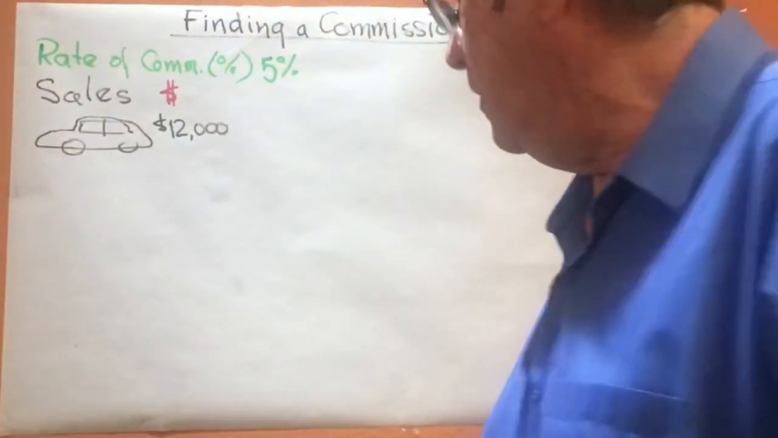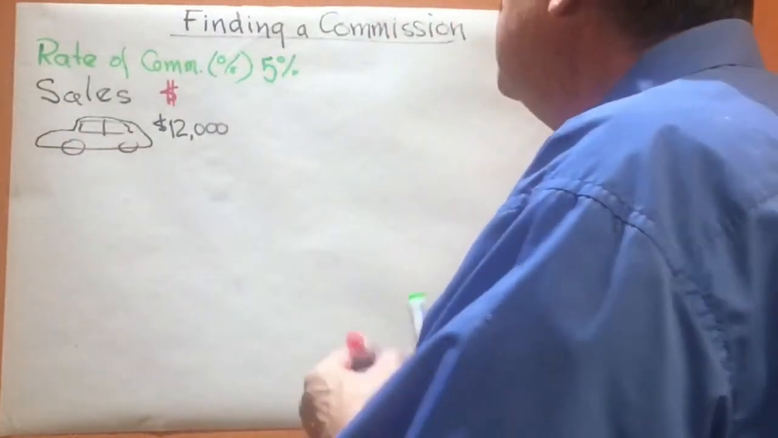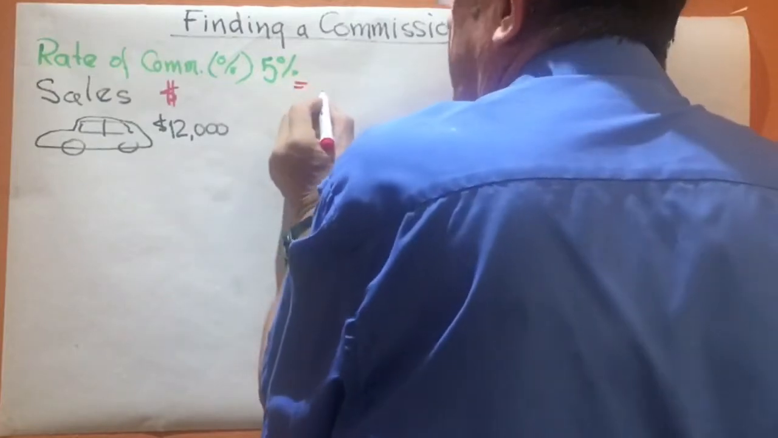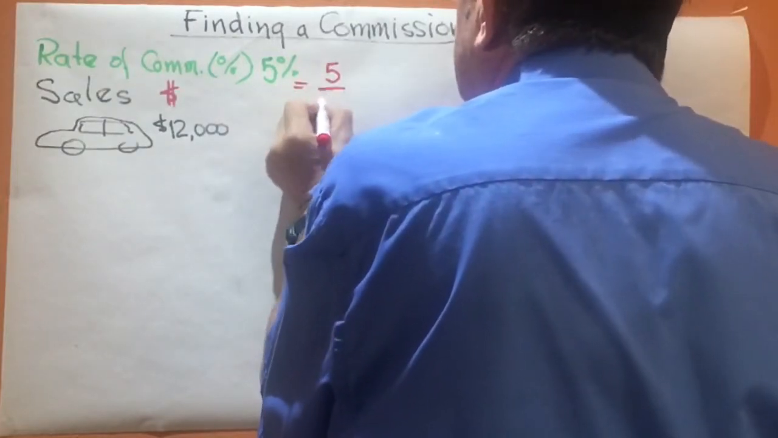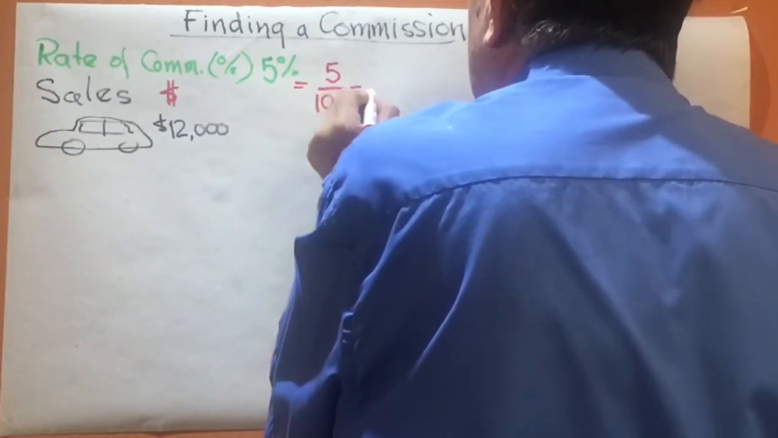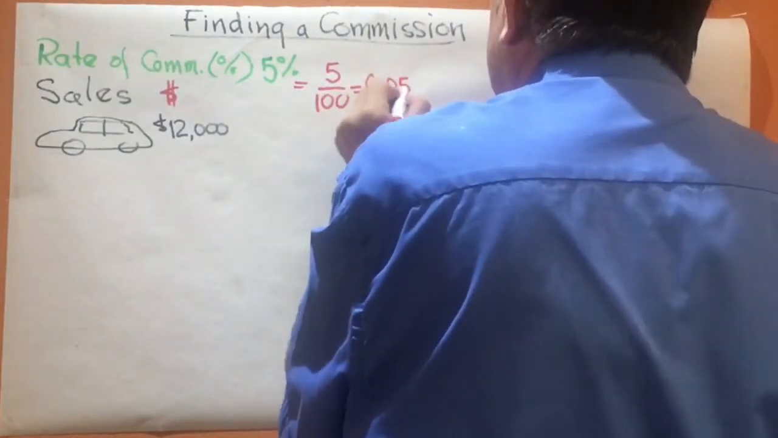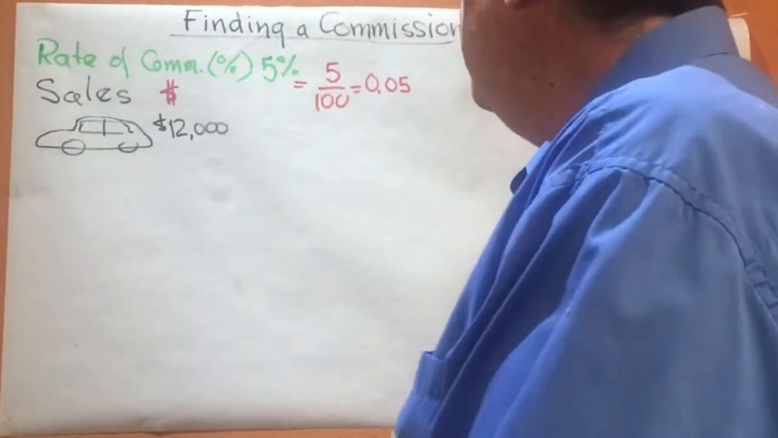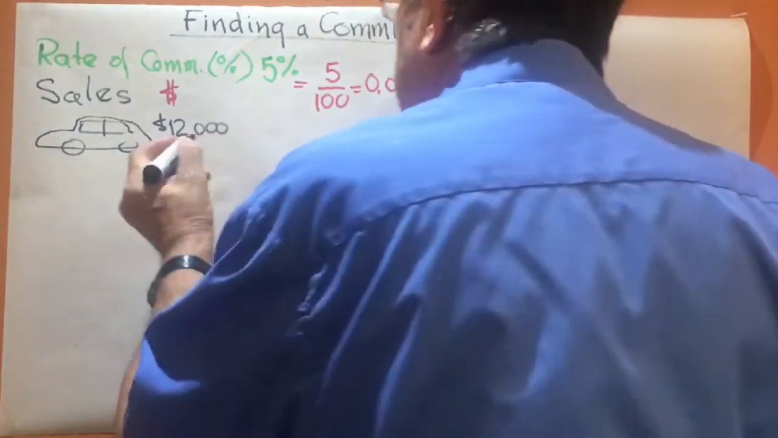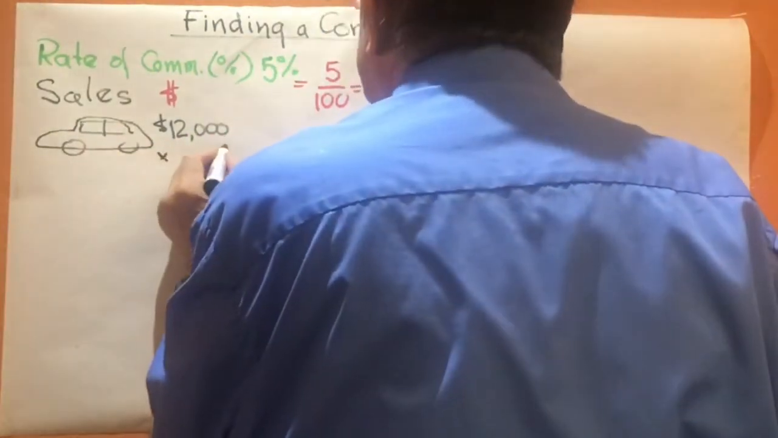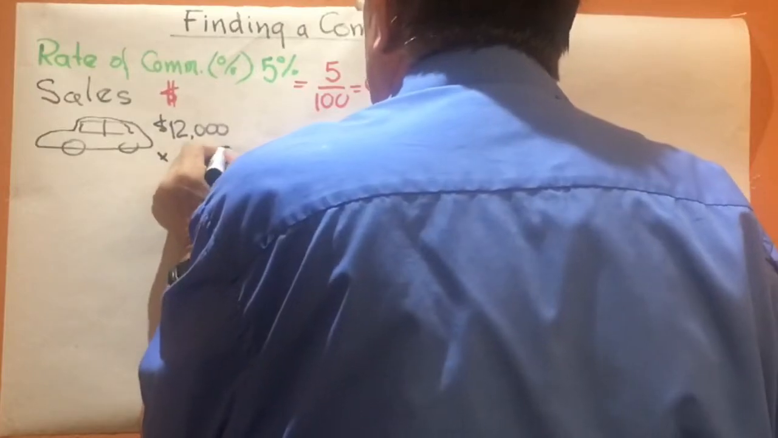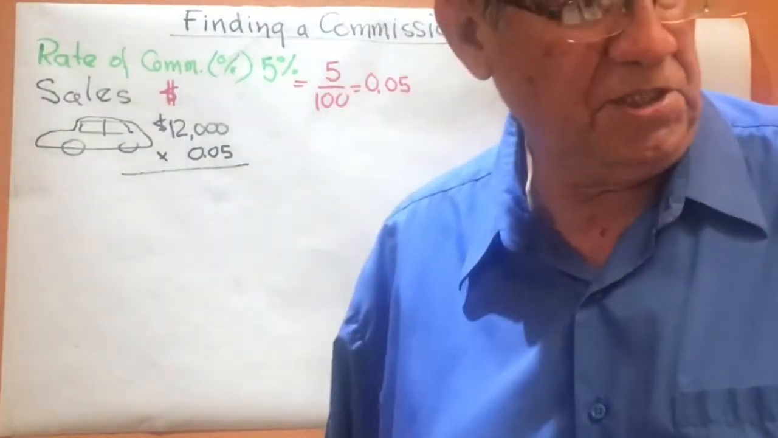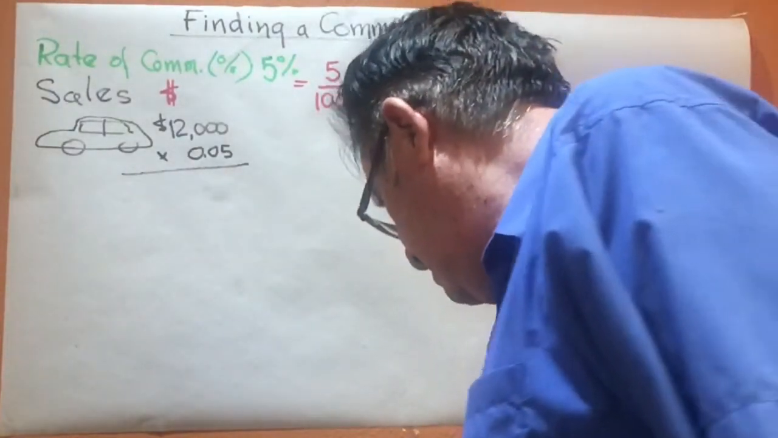How do we do that? Well, what we have to do first is change the rate of commission into its decimal form. How do we do that? As we know, the decimal form is given like this. So this is my rate of commission, and what I have to do is multiply it times my sales. In this case, this will be 0.05. If I do this operation, my answer will be, well, let's do it.